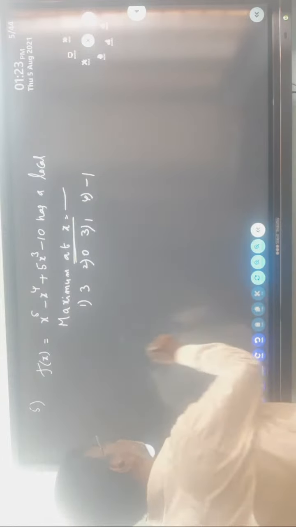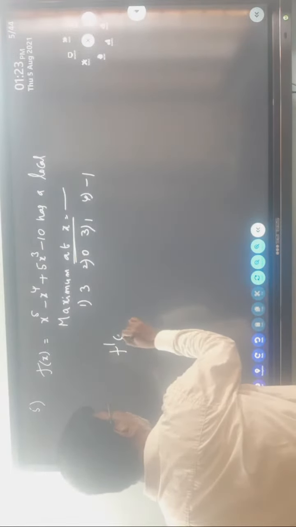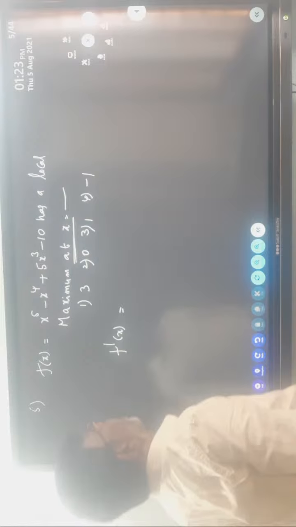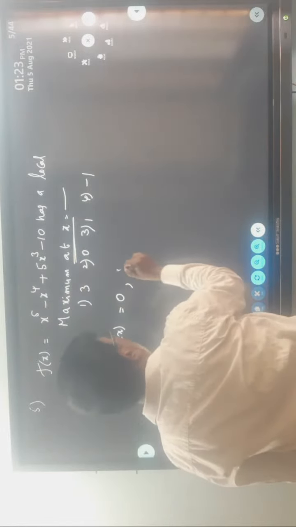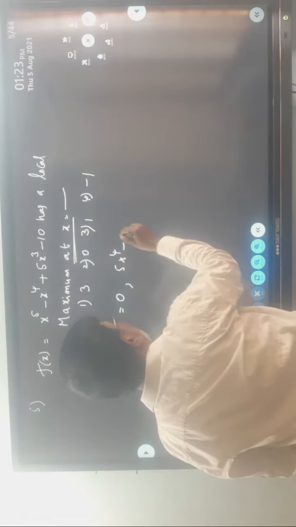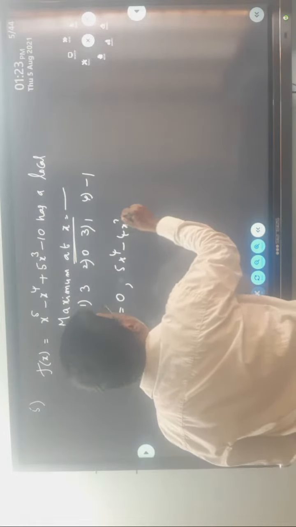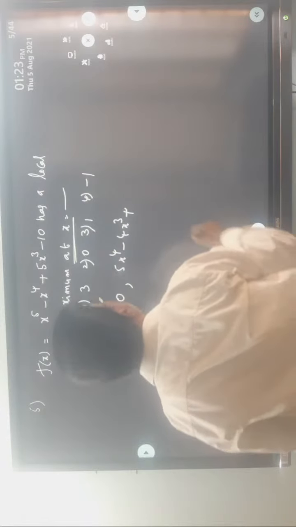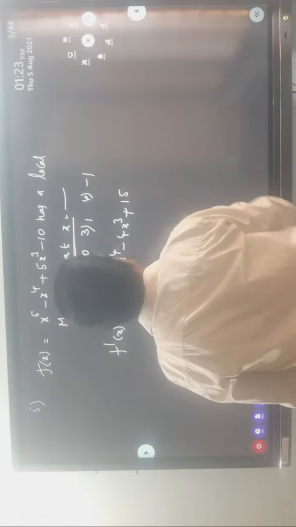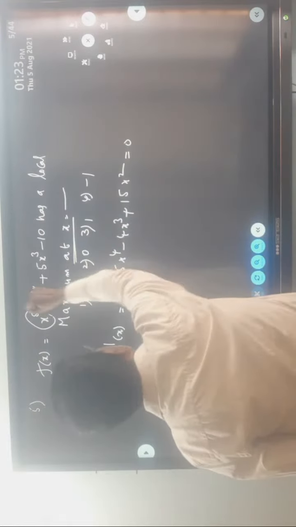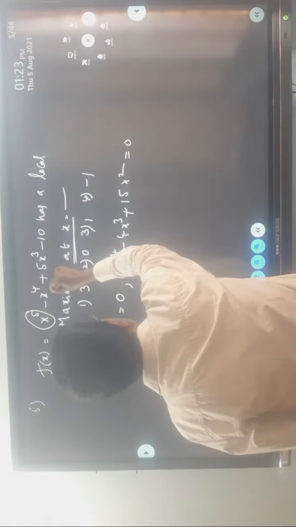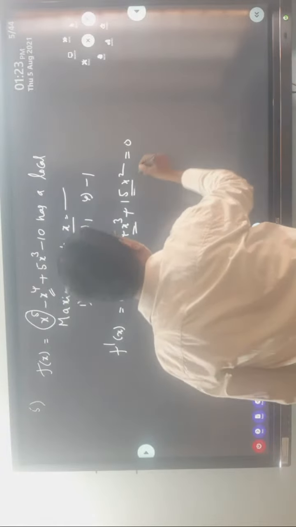We have to find out the stationary points first. How can we get the stationary points? f dash x equal to 0 means what? Find that out: 5x power 4 minus 4x cube plus 15x square. This is the derivative equal to 0. Derivative of this one is 5x power 4, so 4x cube plus 15x square.